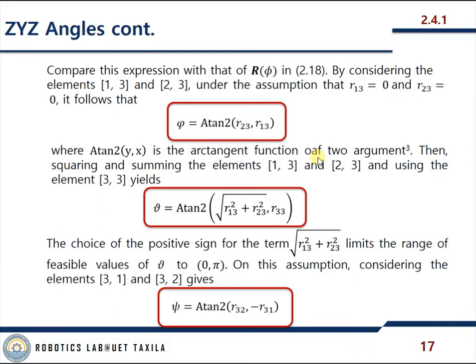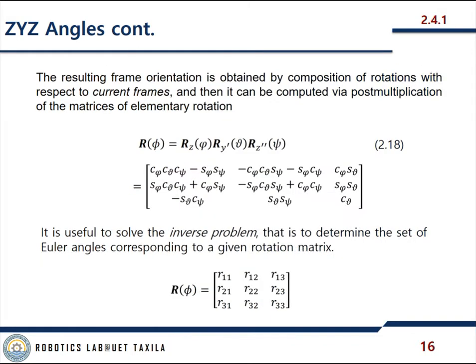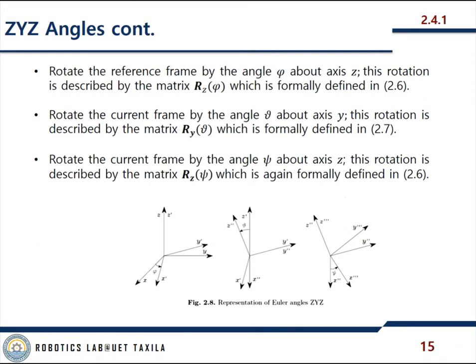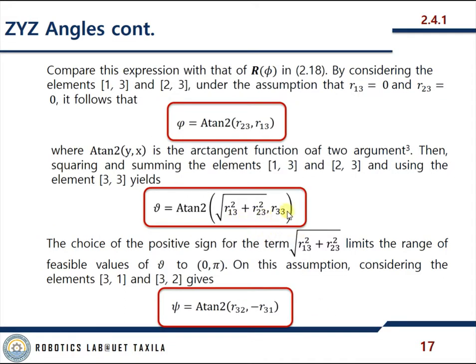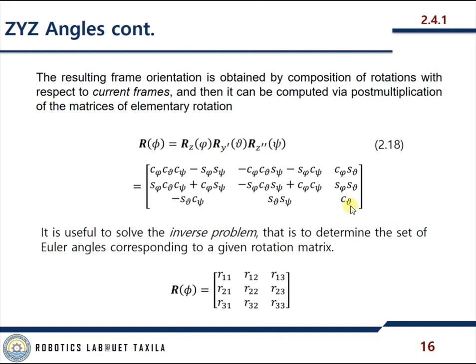So please excuse these typos. Then squaring and summing the elements 1,3 and 2,3, and using the element 3,3 yields this. So 1,3, 2,3 and 3,3. If we know these, this is cos of theta.